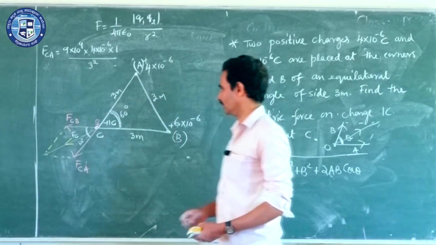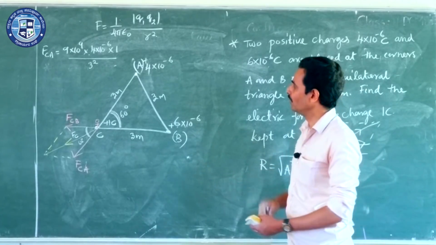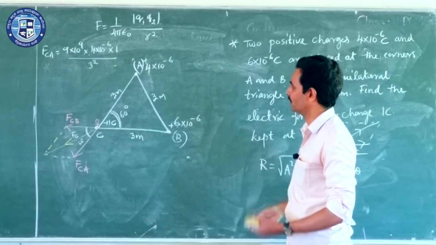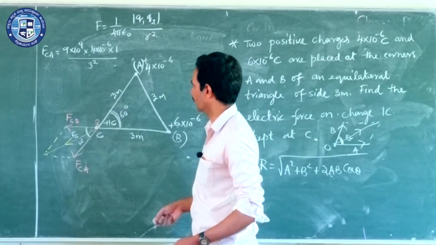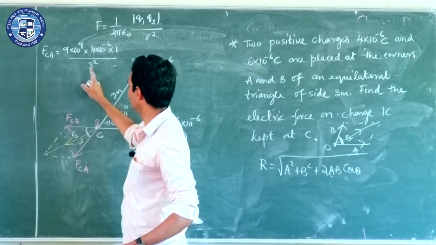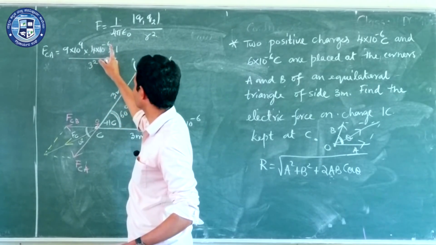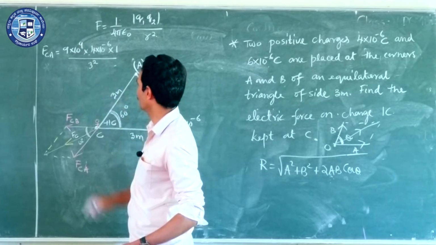It is in meters only. So for simplicity I have taken all those things, since it is the first problem we are discussing. Then we can go for different types of problems and make it a little bit complicated. Now this is 3 square, 9, 9 and 9 get cancelled. So only the thing remaining here is 10 to the power 9 and 10 to the power minus 6, so 10 to the power 3.